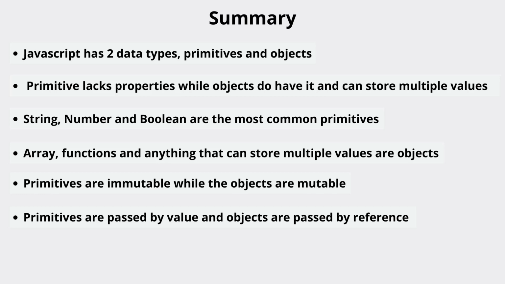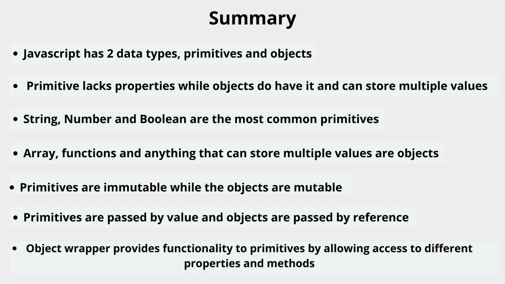As primitives don't have their own properties and methods, the JavaScript engine provides a special object wrapper for all the primitives we define, to give them access to different properties and methods to perform some sort of calculations, right? Okay, great. That's it for now.